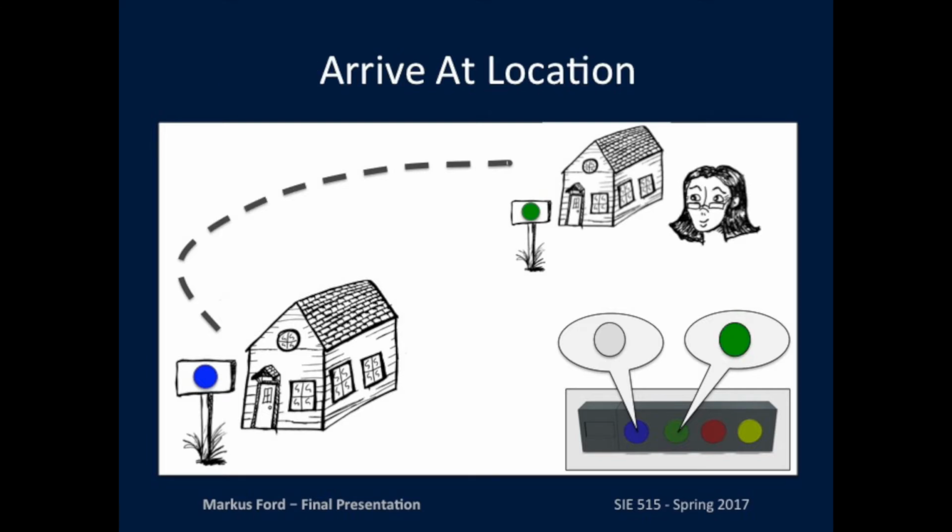Now here's our final state. Our user has arrived at the green location. We can see the user picture there next to the house identified with the green dot. And in the lower right, our representation of the device shows that the blue light is off and the green light is on, indicating that our user is currently at the green location.